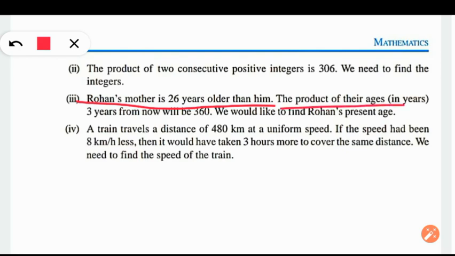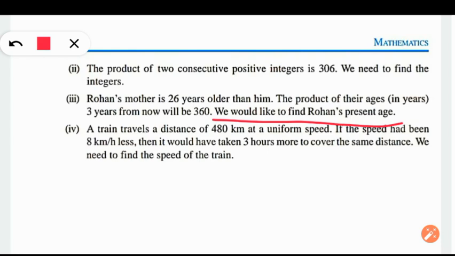The product of their ages in years 3 years from now will be 360. So the product of their ages is not 360 now. 3 years from now, that means after 3 years the product will become 360. We would like to find Rohan's present age. So let Rohan's present age be x.